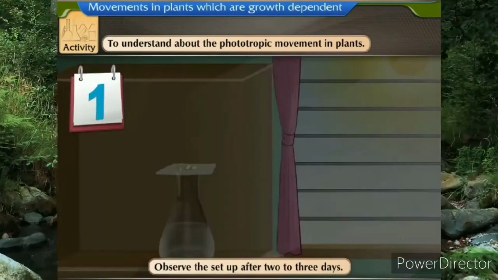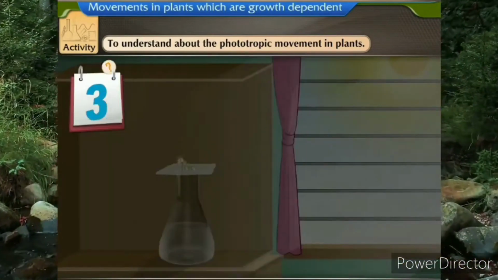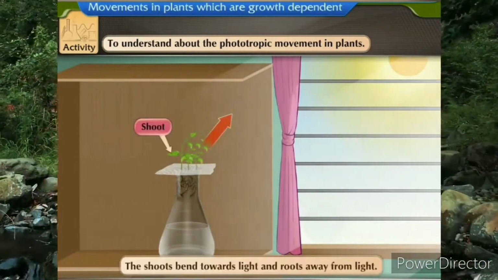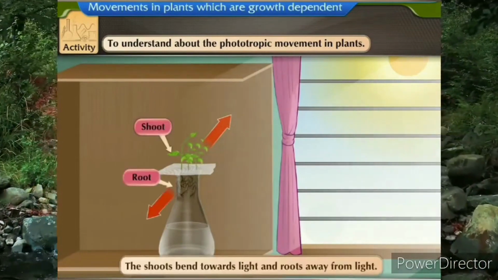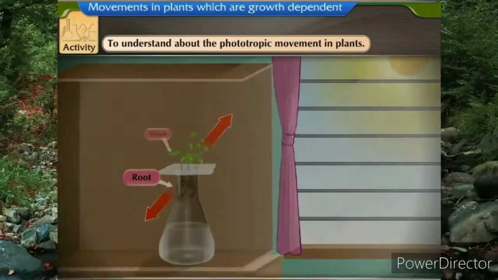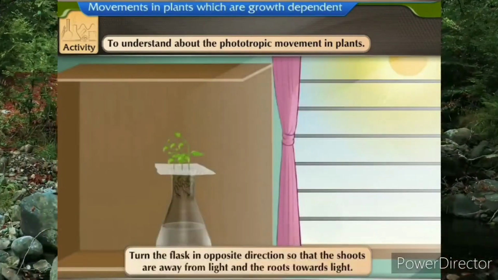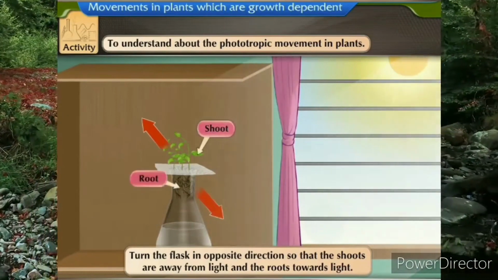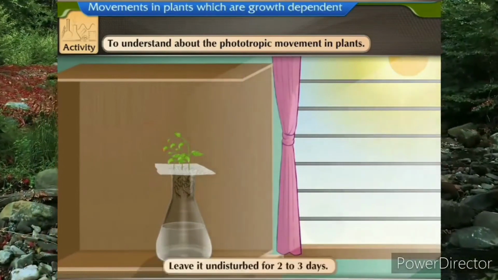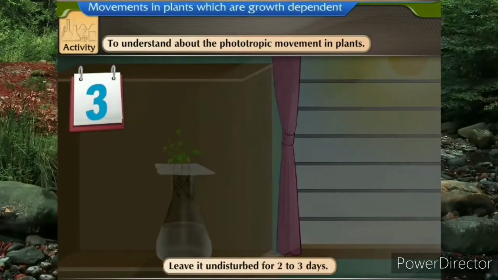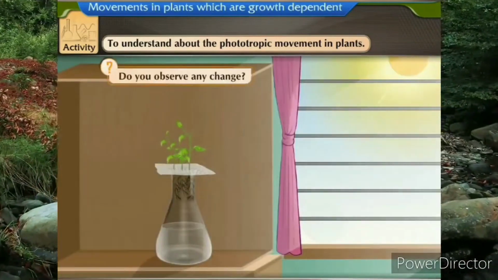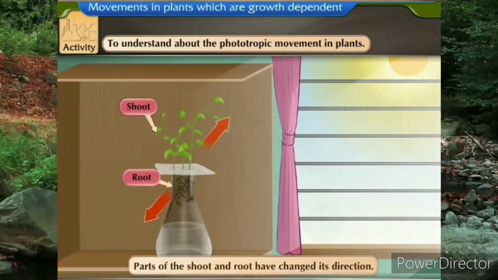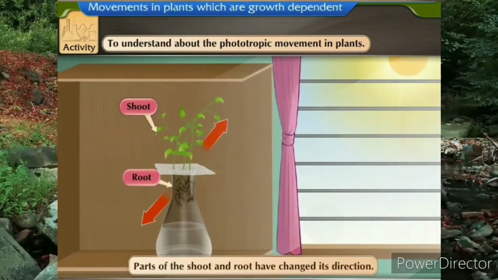Observe the setup after 2 to 3 days. What do you observe? You can observe that the shoots bend towards light and roots away from light. Now turn the flask in the opposite direction so that the shoots are away from light and the roots towards light. Leave it undisturbed for 2 to 3 days. Do you observe any change? You can see that parts of the shoot and root have changed their direction.